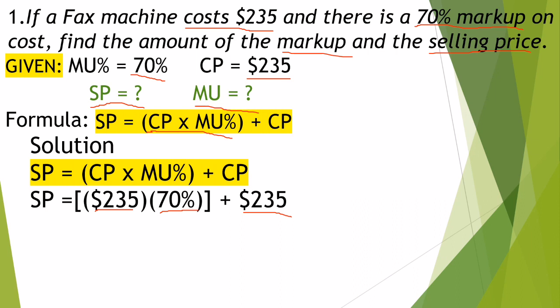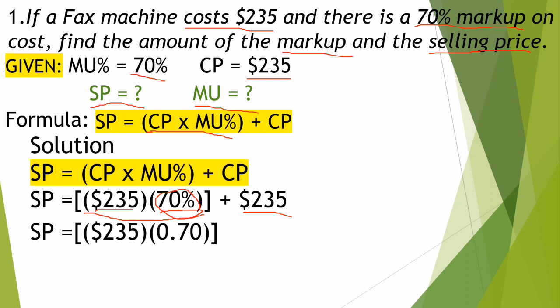Next, following the order of operation, we will perform first these two. But before that, we need first to convert 70% into decimal. So we have now SP is equal to $235 times. In converting percent to decimal, simply move the decimal point to the left twice. So 1, 2. Kaya meron tayong 0.70. And then, of course, omit the percent sign, plus 235.